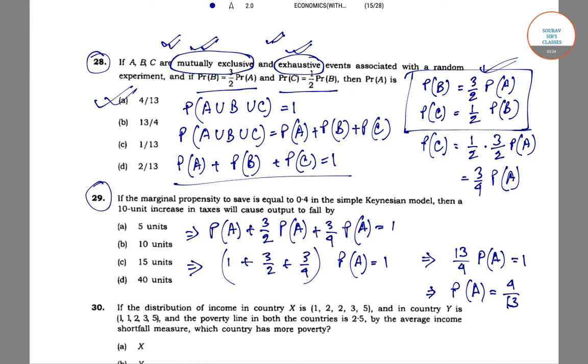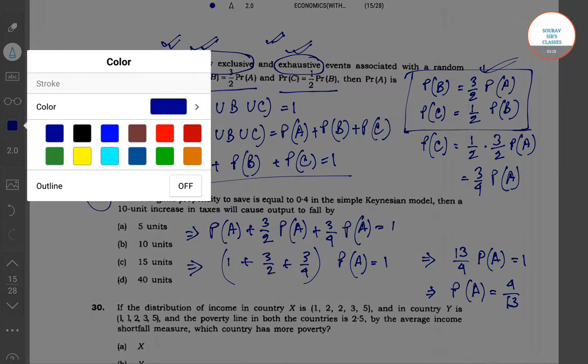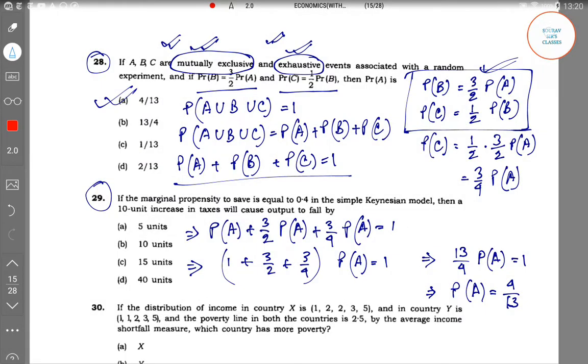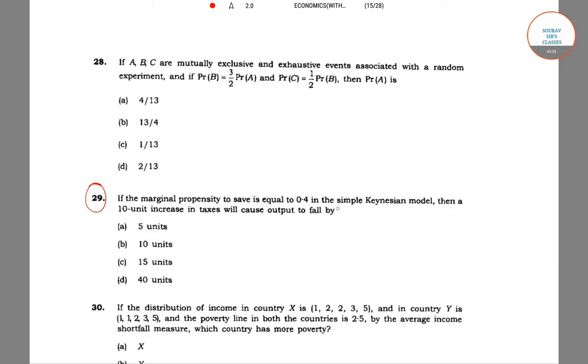Now coming to question number 29. First let me change the color. Question number 29 is an economics question from the simple Keynesian model, and the marginal propensity to save is equal to 0.4, it is given, and also there is an increase in tax of 10 units. So you have to find by how many units the output will fall.